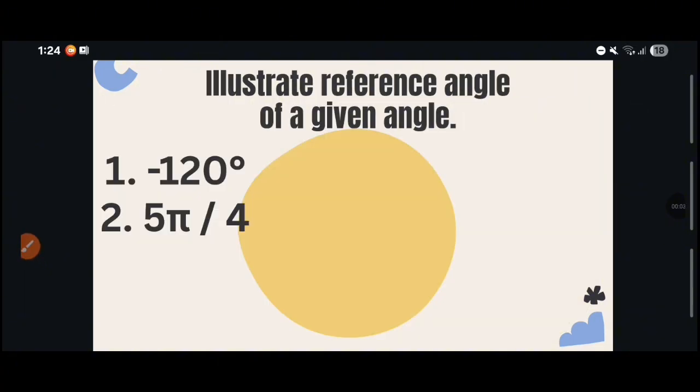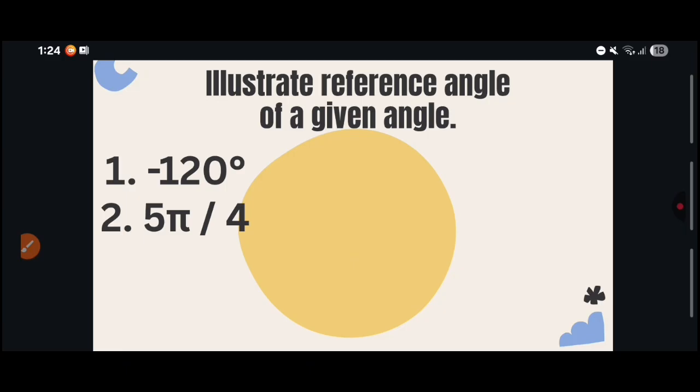Now let's move on to the reference angle. Let's have a short review about reference angle. Reference angle is the smallest positive angle formed between the terminal side of your angle and the x-axis. It's always positive and less than 90 degrees. Now, let's solve two examples so you can see how it works.